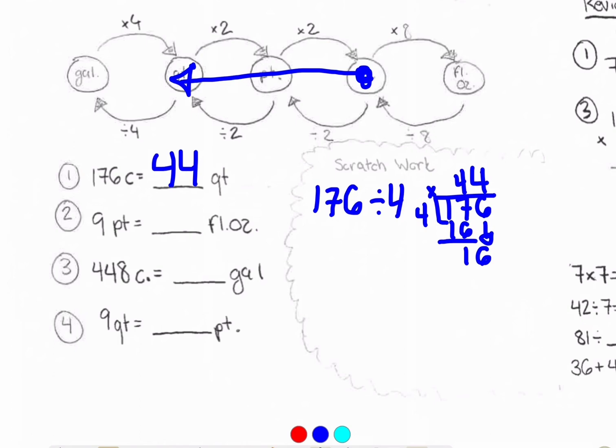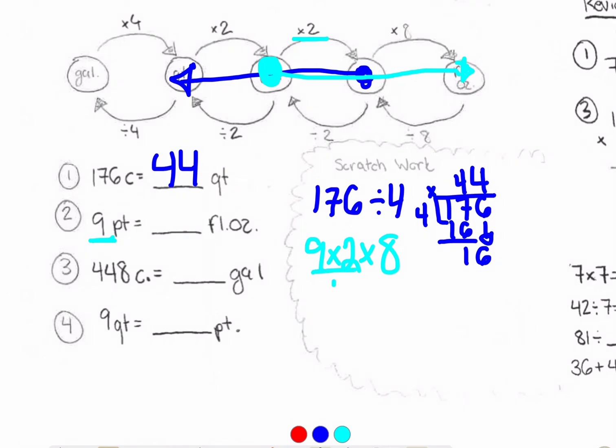Now, I should have erased this. I'll do a different color, blue. I'm going from pints to fluid ounces. Pints to fluid ounces. So I'm starting with 9 pints. I'm going to have to do 9 times 2 to figure out how many cups are in 9 pints. And then I'm going to have to multiply that by 8 to figure out how many fluid ounces is in that many cups.